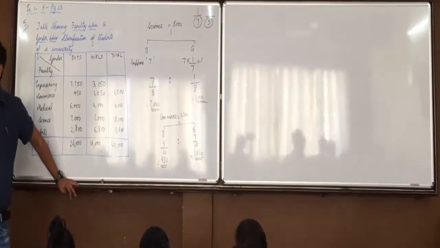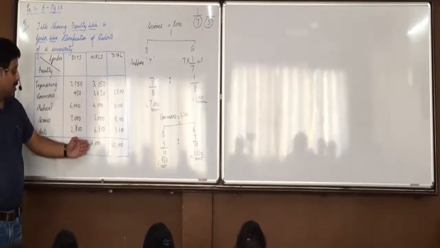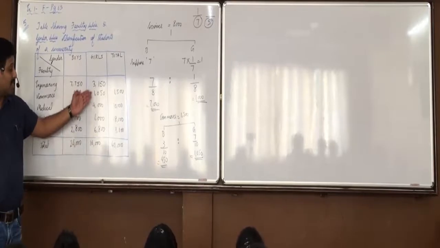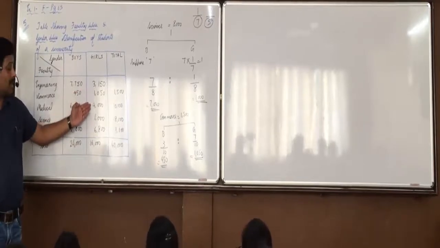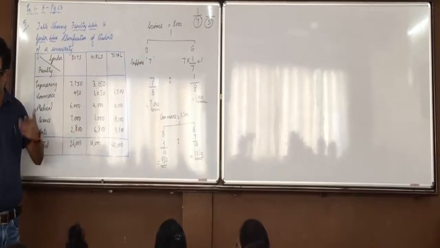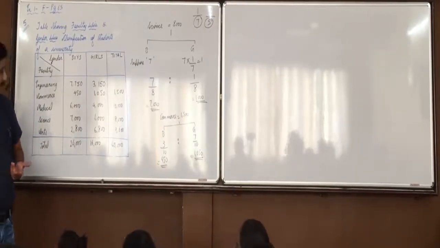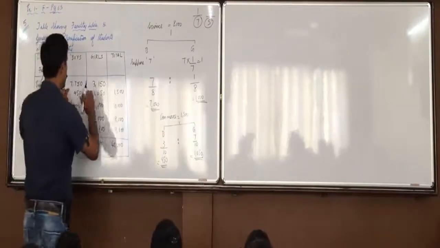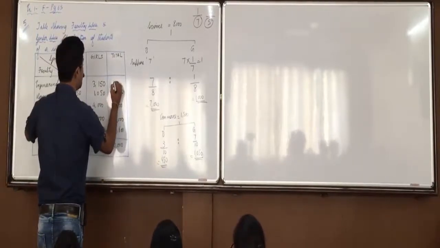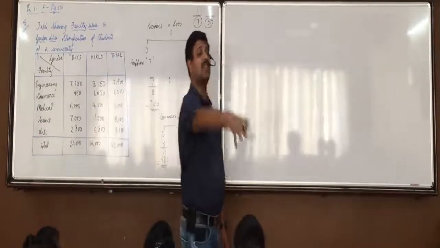What are you doing? Is it 3150? 16,000 minus 1050 minus 4,000 minus 1,000 minus 6,800. Why is it taking so much time? Now 7750 plus 3150 is 10,900. That sentence is useless only, no relevance.